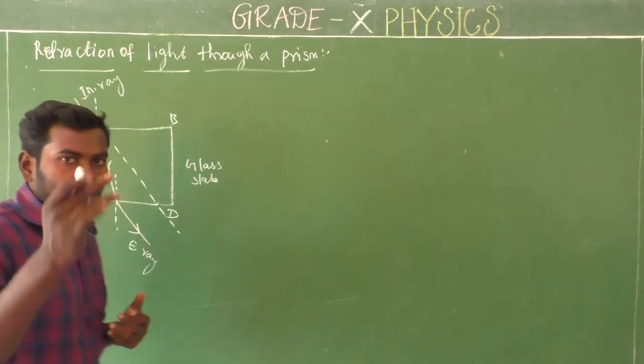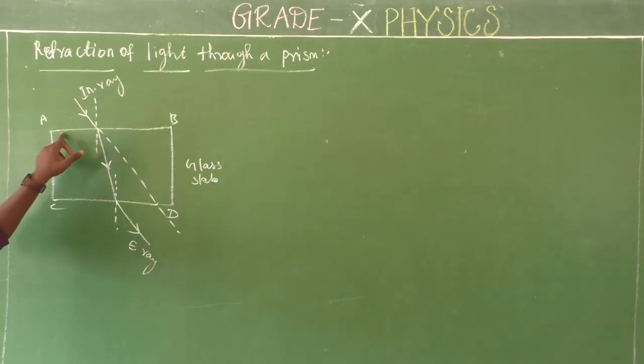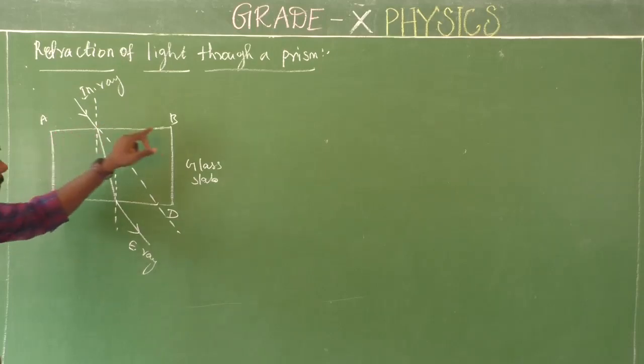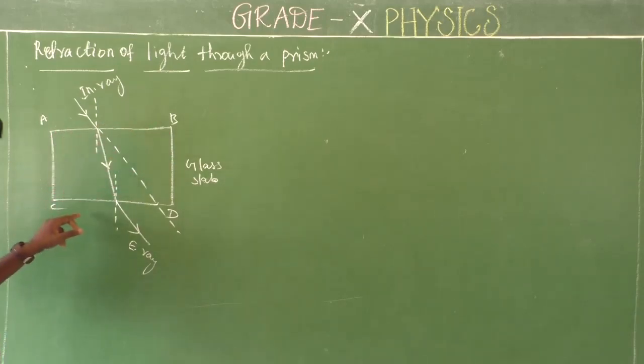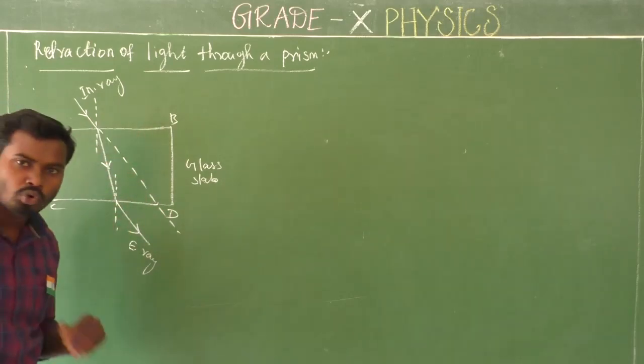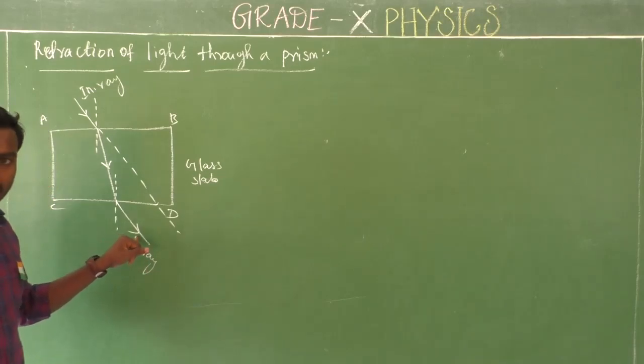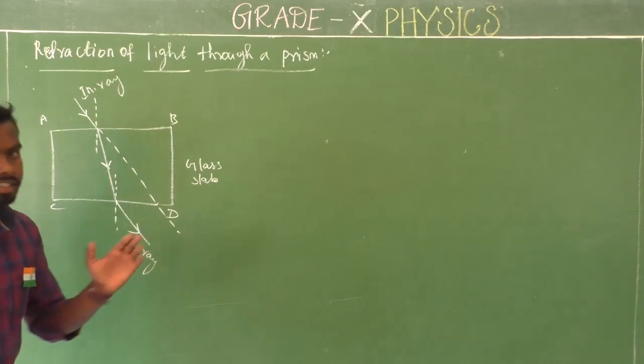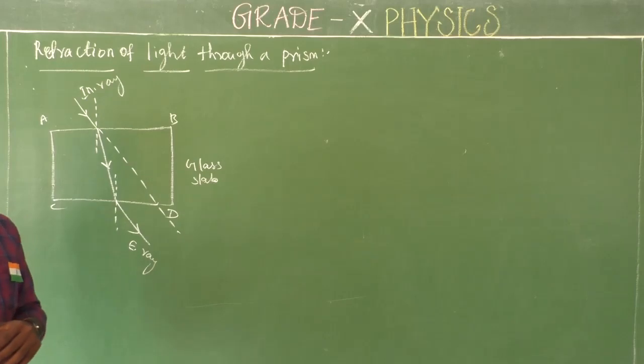Why? Because look here, this refracting surface of the glass slab AB is parallel to CD. Am I right? Both the refracting faces are parallel to each other, due to which the emergent ray is parallel to the incident ray. Is it clear? The emergent ray is parallel to the incident ray.